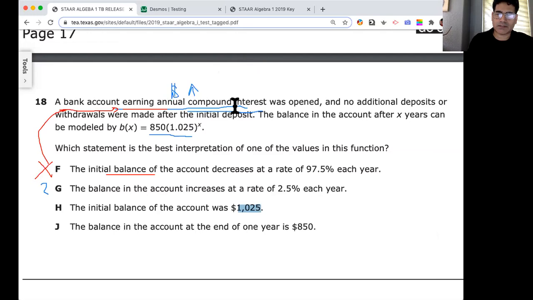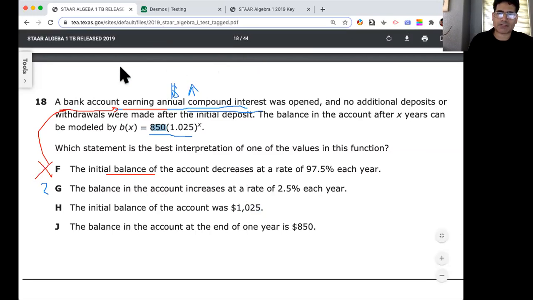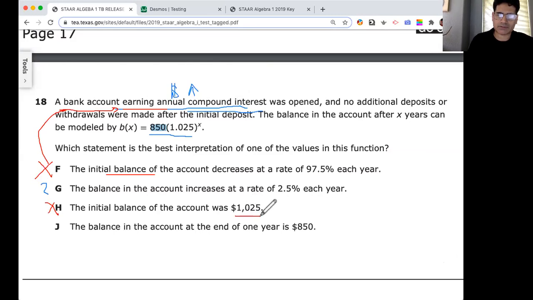All right, let's see. Maybe we can guess that 850 was the initial amount, right? It has to come from somewhere, but it's not 1,025. All right, so I would probably say that number is made up right there. Not true. The balance in the account at the end of 1 year is 850.